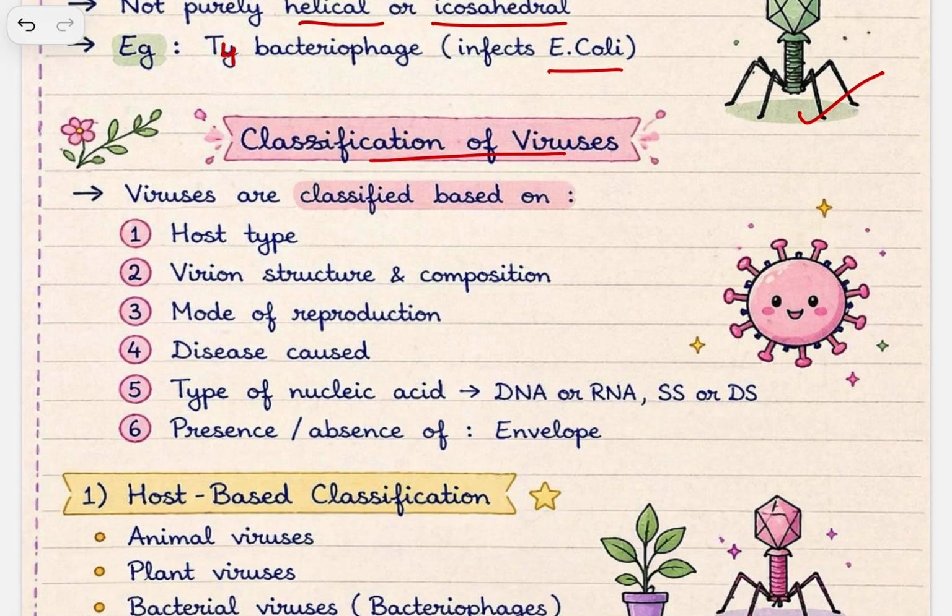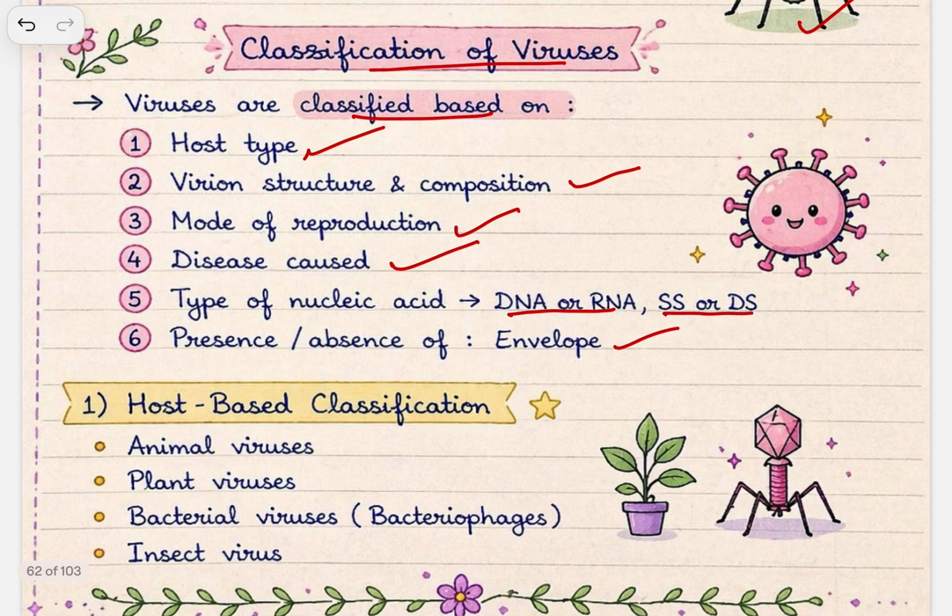Next is classification of viruses. Viruses are classified based on host type, virion structure and composition, mode of reproduction, disease caused, type of nucleic acid, DNA or RNA, single stranded or double stranded, and presence or absence of envelope. First one, host based classification. On the basis of host, there are animal viruses, plant viruses, bacterial viruses, bacteriophages, and insect viruses.